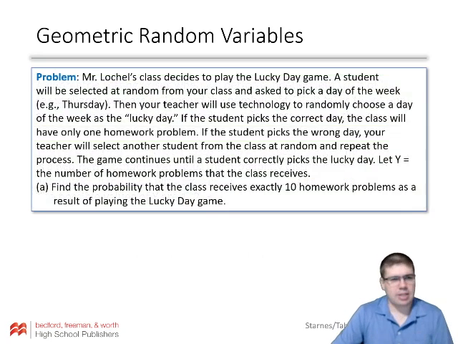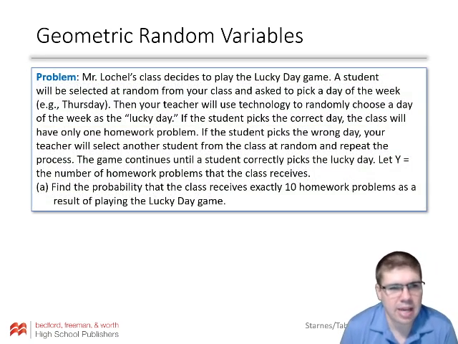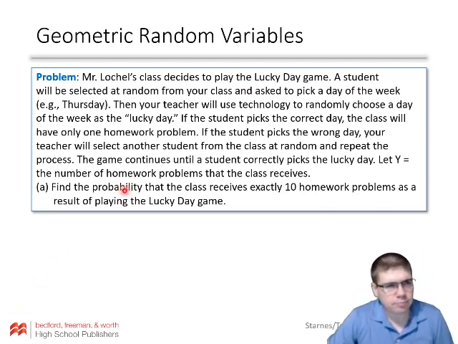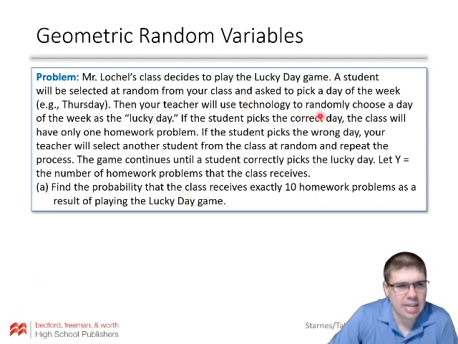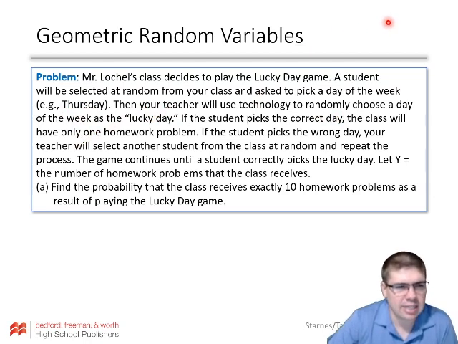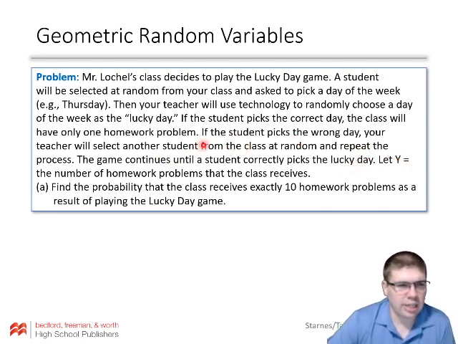All right, so for example, Mr. Lachel's class decides to play the Lucky Day game. A student will be selected at random from your class and asked to pick a day of the week, for example, Thursday. Then your teacher will use technology to randomly choose a day of the week as the lucky day. If the student picks the correct day, the class will have only one homework problem. If the student picks the wrong day, your teacher will select another student from the class at random and repeat the process. The game continues until a student correctly picks the lucky day.